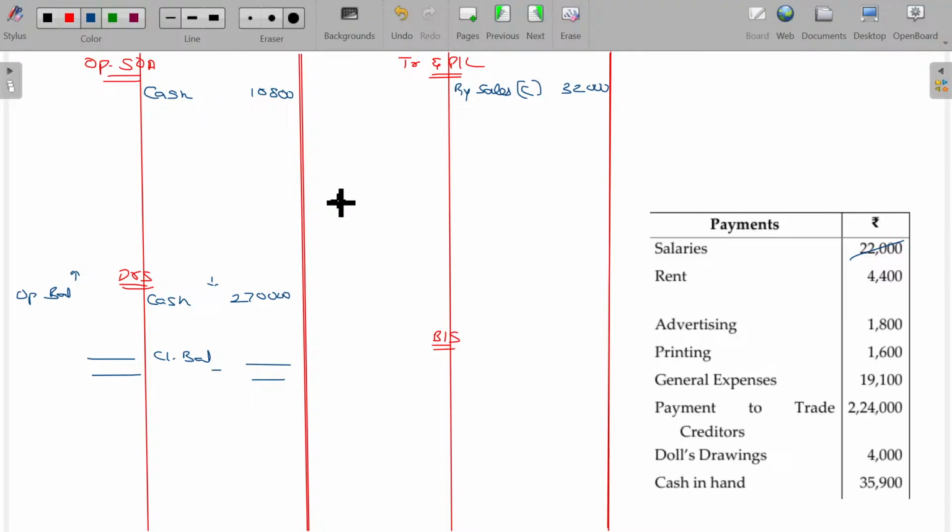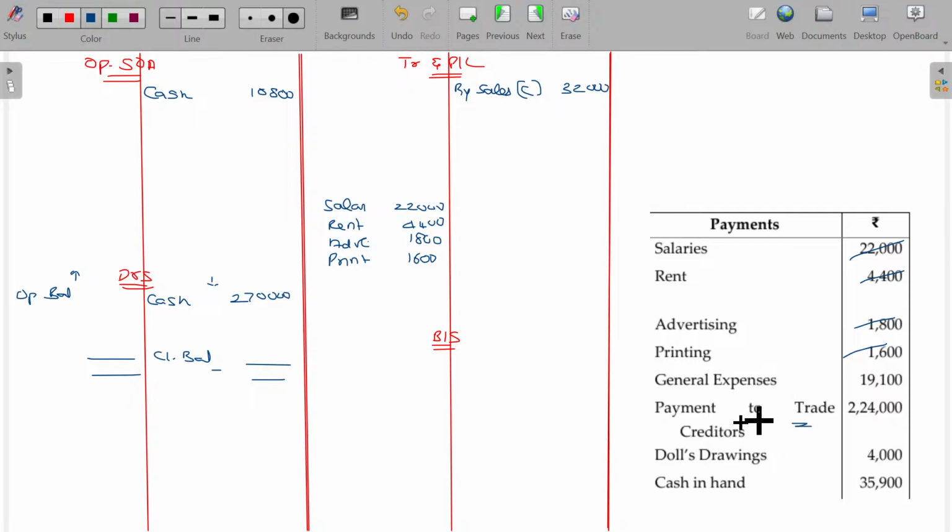Salary is 22,000, P&L account debit side. Rent 4,400, P&L account debit side. Advertising 1,800, P&L account debit side. Printing 1,600.